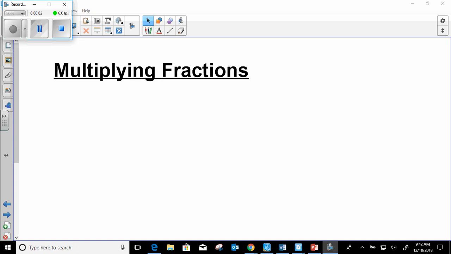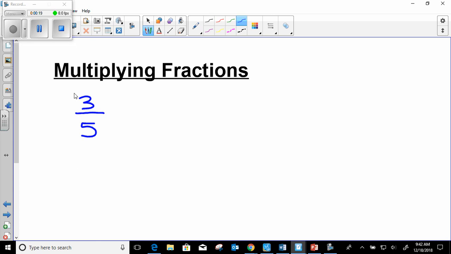So before we talk about dividing fractions, or review dividing fractions, let's go back real quick and talk about multiplying fractions. Multiplying fractions is simply just multiplying across the top and multiplying across the bottom. So go ahead and just copy this problem down, and then we're going to go over it.